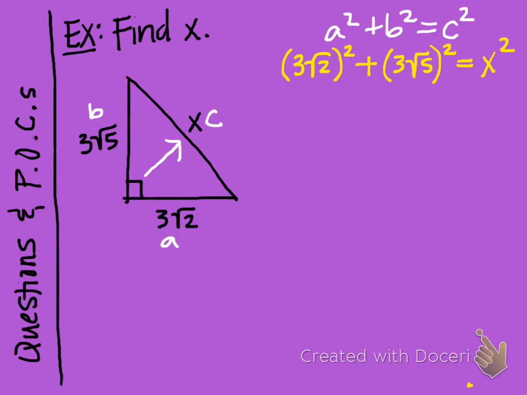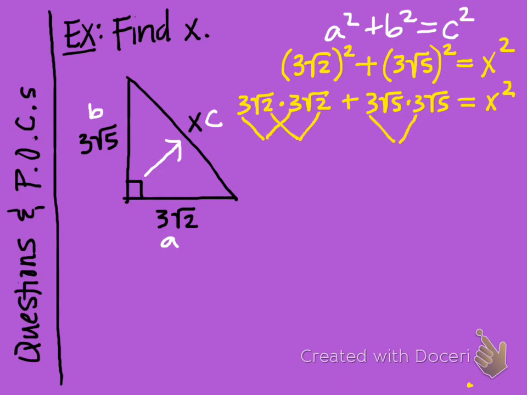When you square something, I want you to remember what that means. It means that thing times itself. So (3√2) squared is the same as 3√2 times 3√2, plus (3√5) squared, which is the same as 3√5 times 3√5, and that equals x squared. So now we're going to use the rules that we just learned about multiplying radicals. When I multiply radicals, I can multiply outside with outside and inside with inside.